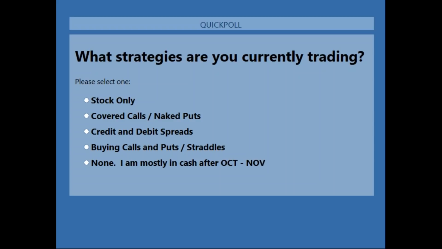Are you buying calls, buying puts, trying to follow the market? Maybe you're rolling in and out of straddles or strangles, having a call and a put in structure. When the market goes down, you cash out of the put, buy a lower strike call, and as it moves up, try to lock in some of that gain or go back and forth. Or are you currently at none? Are you currently mostly in cash after October and November? You're waiting on the sidelines. Do you see a little bit less volatility, a little bit more comfort level in the markets, and comfort level for your trades?